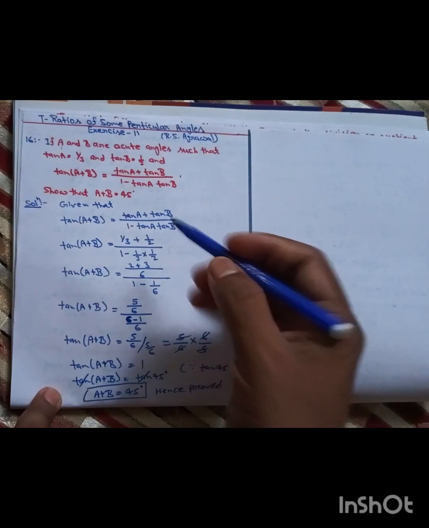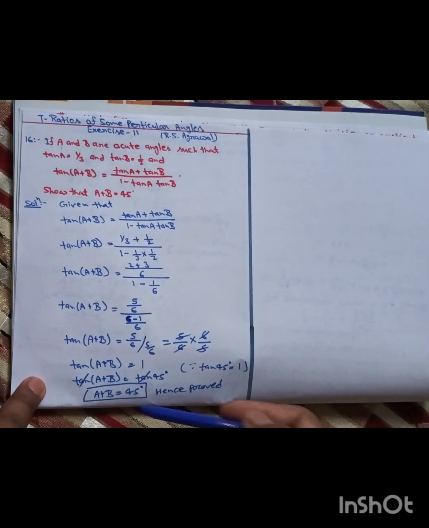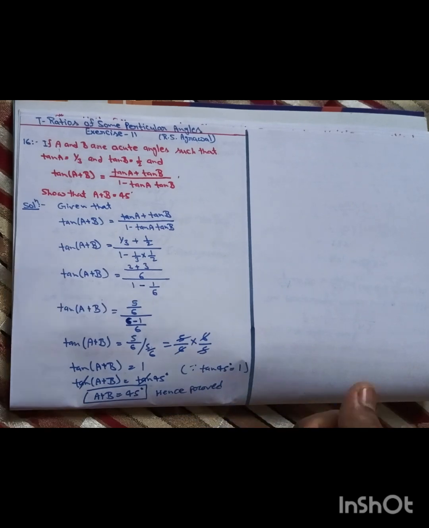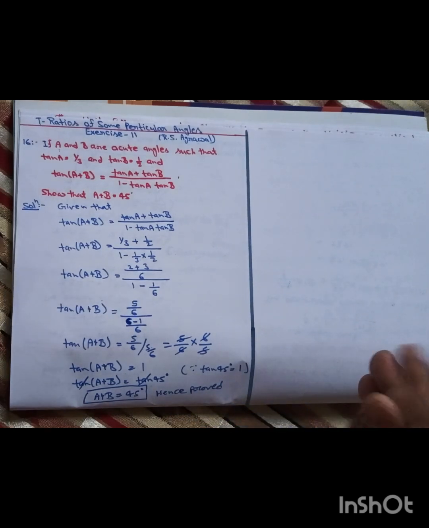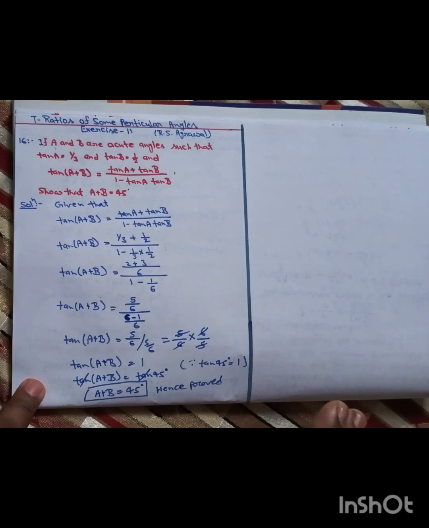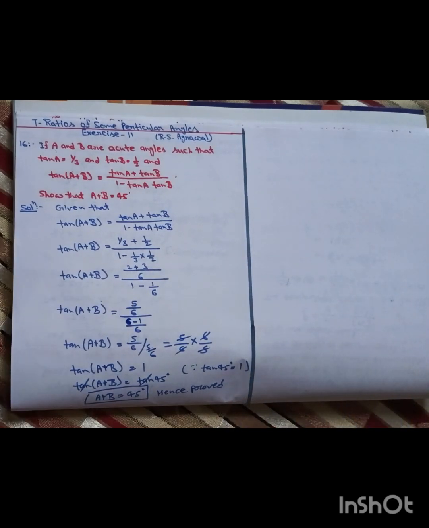It's clear, because here we have to show A plus B is equal to 45 degrees, and we have already proved that A plus B is 45 degrees. I hope that you got this solution very well. Now we will move to the next question.